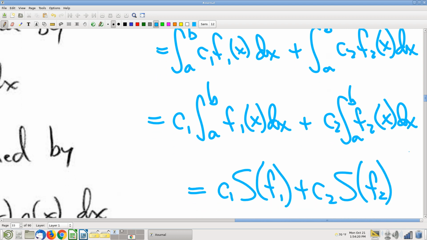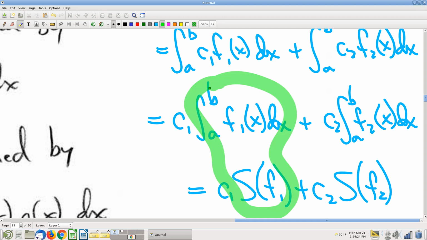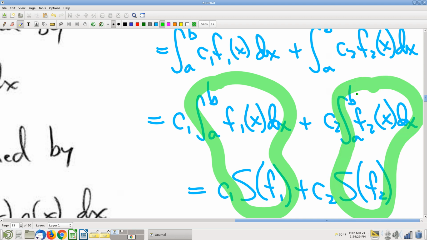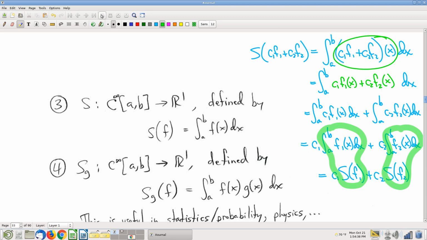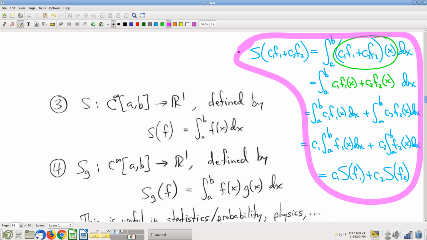And did we get the desired result? Well, yeah, look at this. We did. That's S of F1, and that is S of F2. Oh, there we go. And now let me zoom out so that we can see the whole thing. Okay. So there's the proof. That's the proof that S is linear.